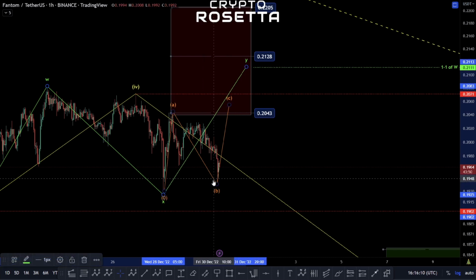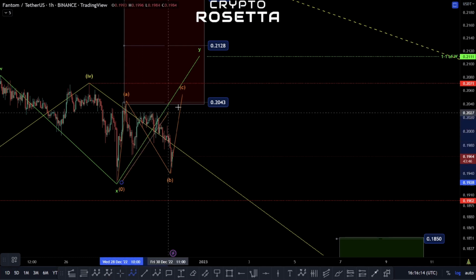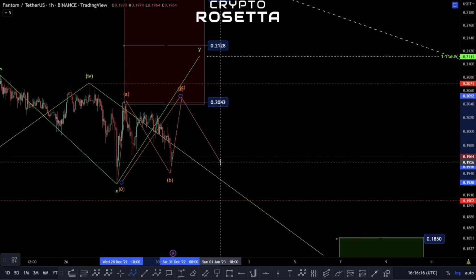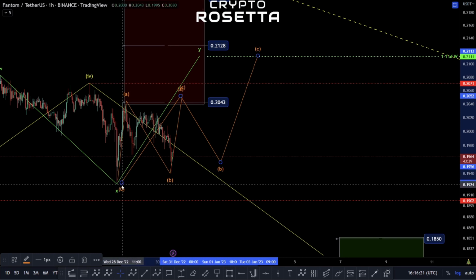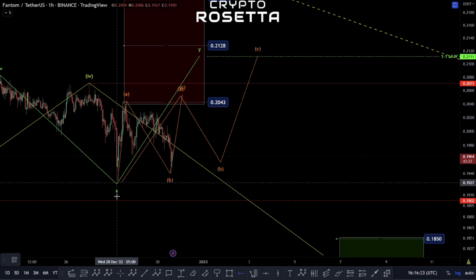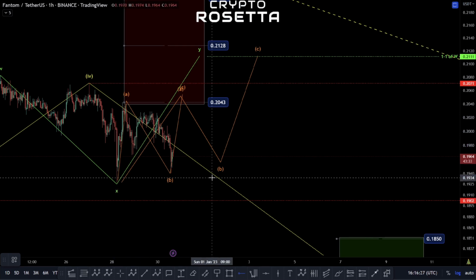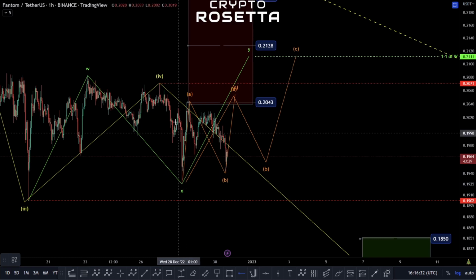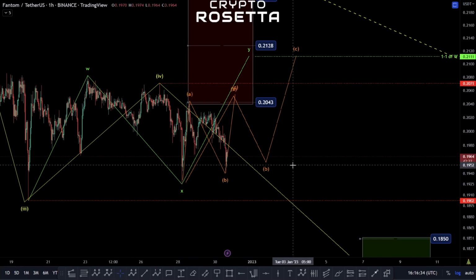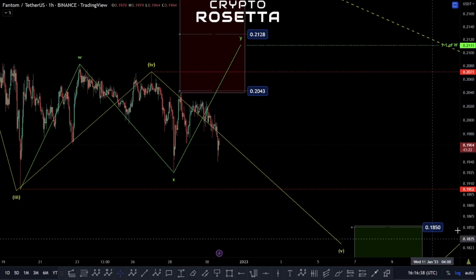Alternatively, if we do form this ABC pattern to the upside, what we might find is that we actually form an A, we drop back down for a B, and then we look to push back up for that C wave, all maintaining this low point here of 1927. If we start to break down below this point, then initially what we'd be looking for is to see whether we can hold this next red line here at this 1902.